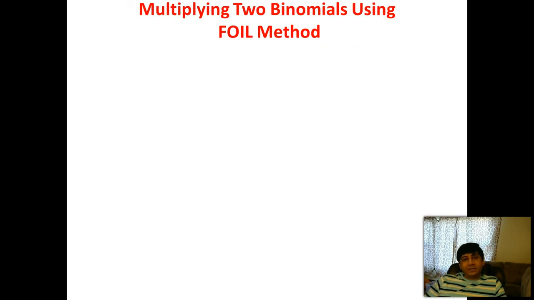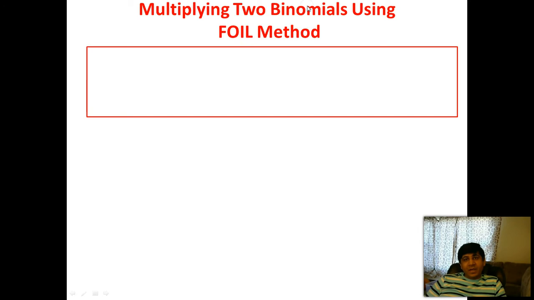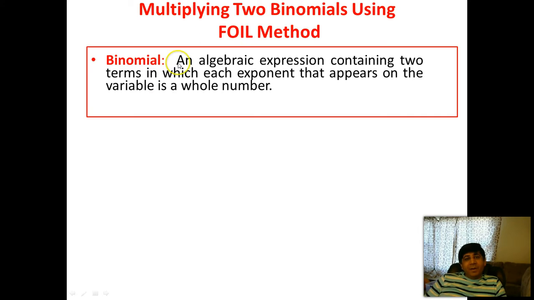So let's look at how to multiply two binomials using the FOIL method. There are two things here. First of all, binomial, and then the FOIL method. So let's look at the binomials. A binomial is an algebraic expression which contains two terms, in which each exponent that appears on the variable is a whole number, no fractions.